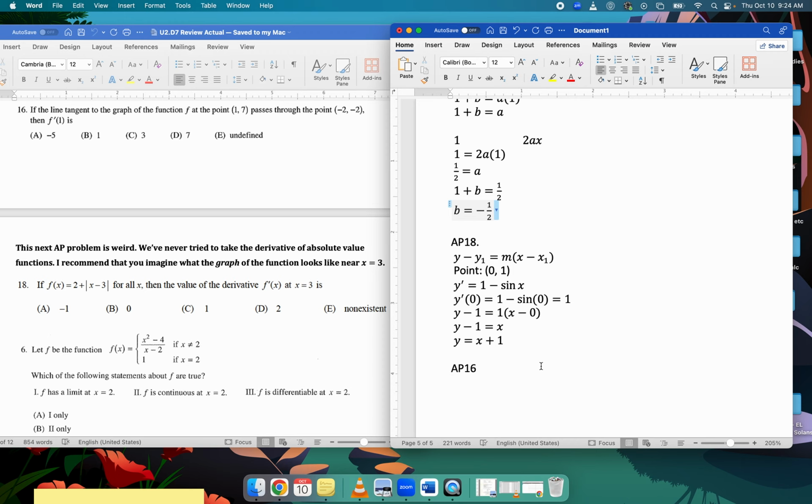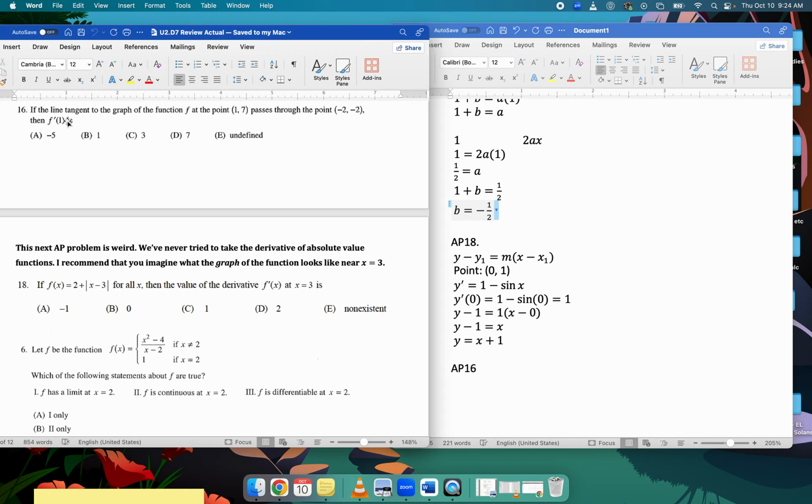Okay, I see what to do. So here's the thing. Think about the tangent line, okay? The tangent line they're talking about is the tangent line at this location, at (1, 7), right? Therefore, the tangent line definitely goes through this point. But we also know that it goes through this point. That means we can find the slope of the tangent line because we have 2 points on the line.